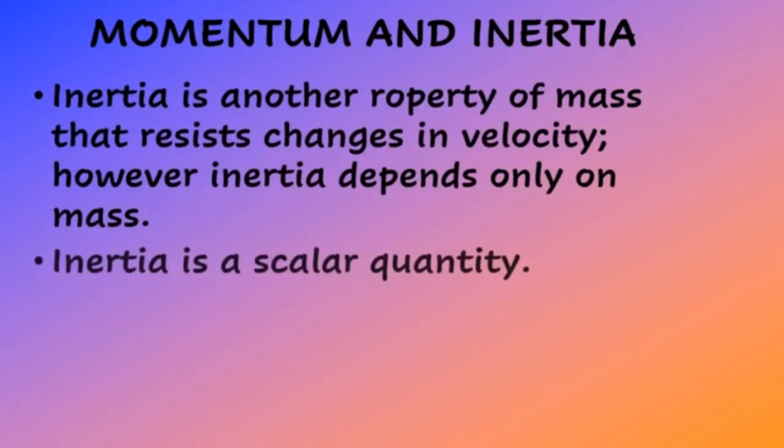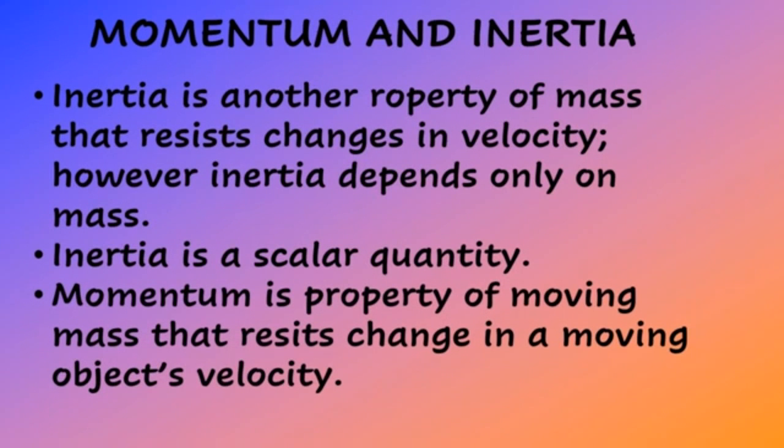Momentum and inertia. Inertia is another property of mass that resists changes in velocity. However, inertia depends only on mass. Inertia is a scalar quantity. Momentum is a property of moving mass that resists change in a moving object's velocity.